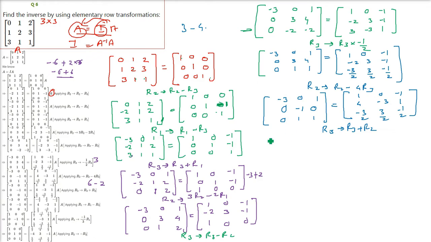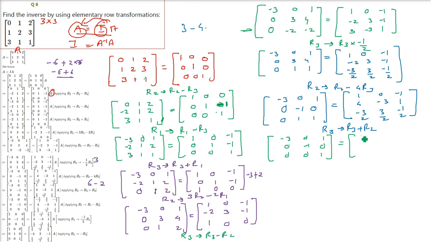Let us write the others here. So minus 3, 0, 1, 0, minus 1, 0. Row 3 plus row 2. So 0 plus 0 is 0, 1 minus 1 is 0, and 1 plus 0 is 1. So we have got a number of zeros and a 1 also: 0, 0, 1. Here also row 3 plus row 2.